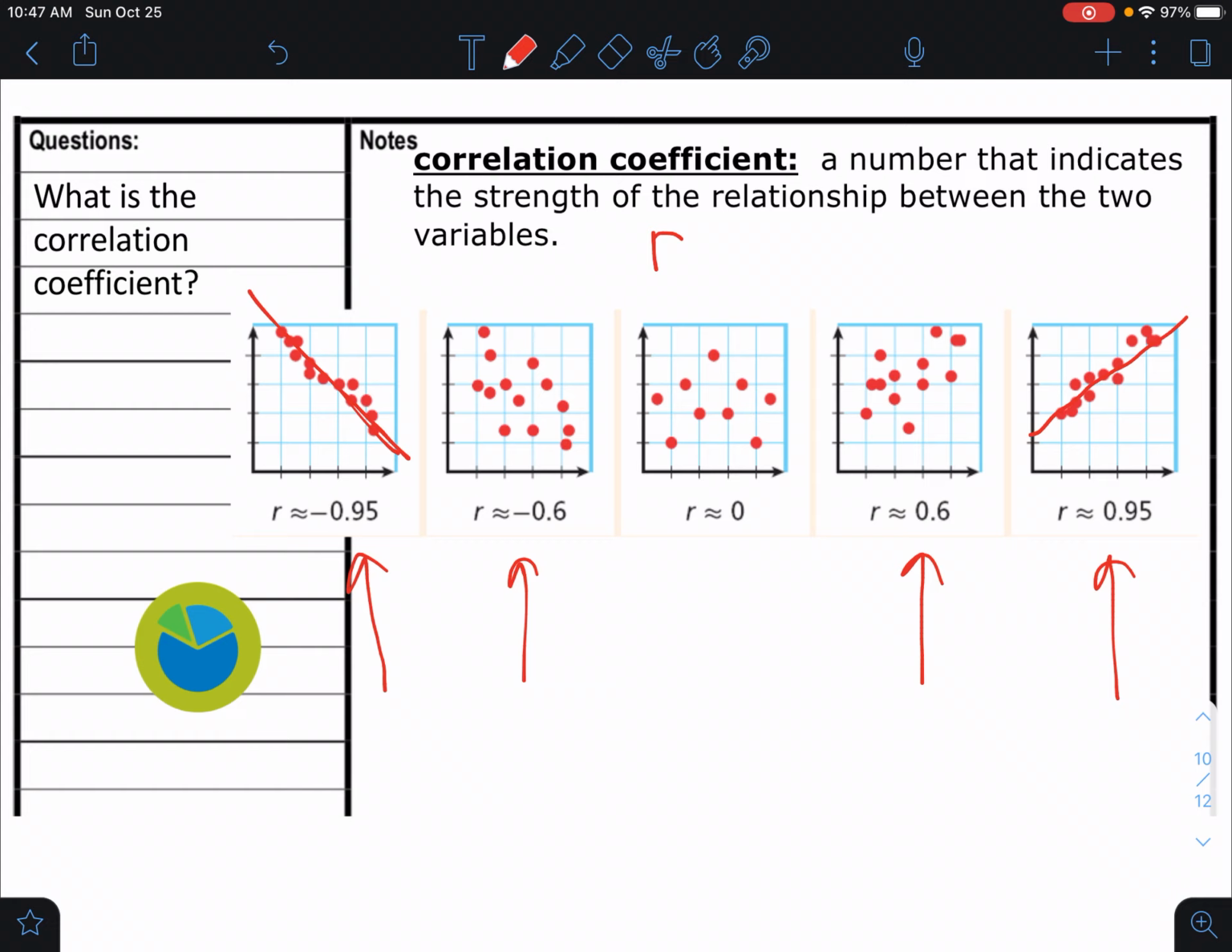And then this is really in the middle here. There's no correlation there. So you can see the correlation coefficient is 0.